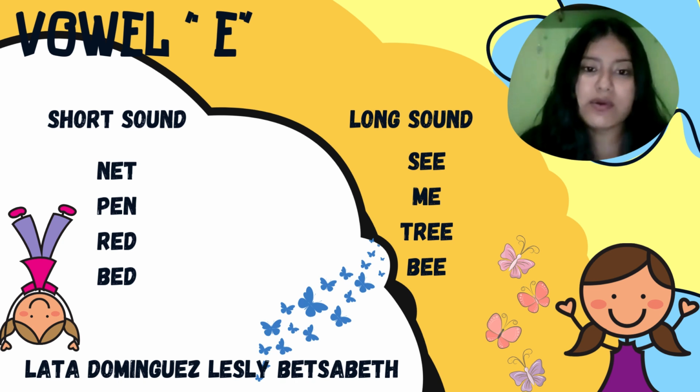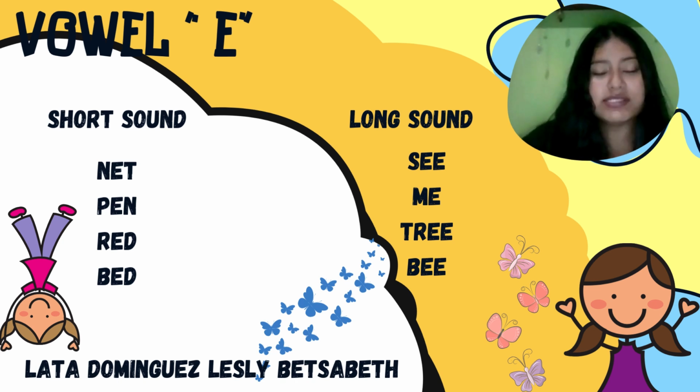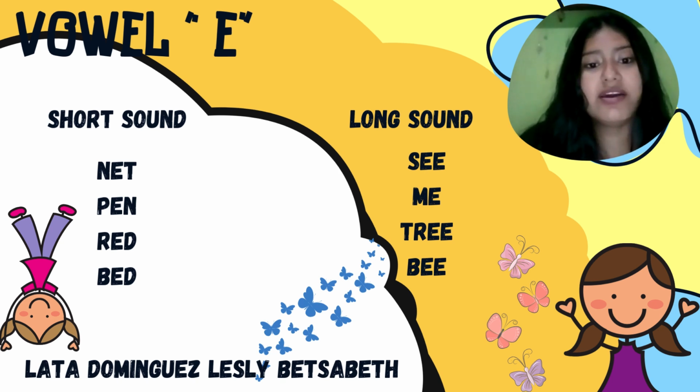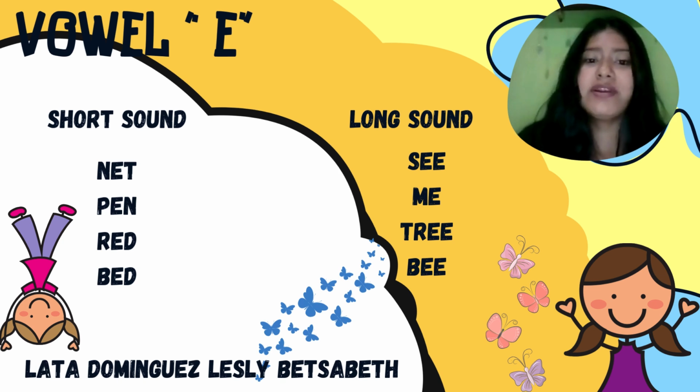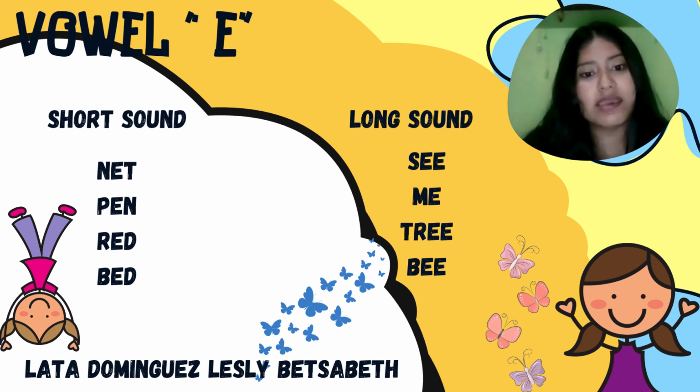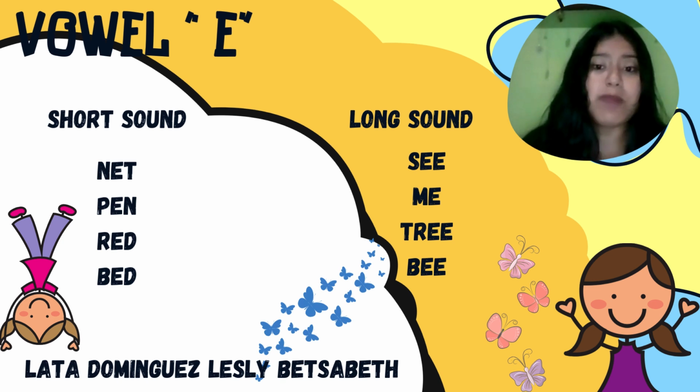So, the second question is, how does the E sound in the word net? Think about it. Long or short? The correct answer is the short sound. Why? In the word net, the letter E makes a short sound. It sounds similar to pen or set. This sound is quick and soft, as I told you before.